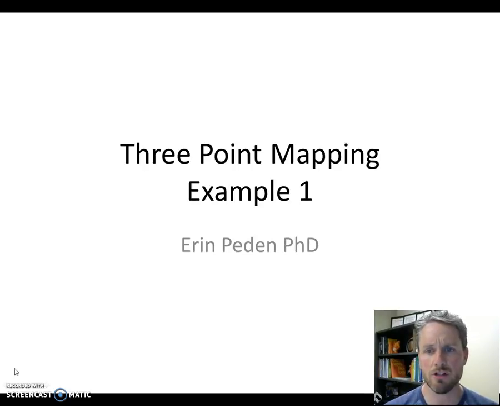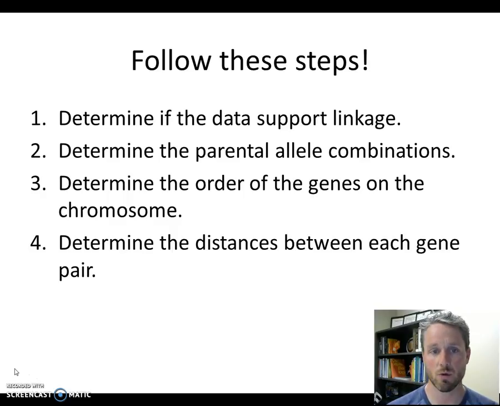I hope to record an example walking through a second question later on in the week. So in order to do these 3-point mapping questions, we're going to follow some specific steps. We're going to take it one step at a time. We can't just jump to the last part of the question and try to answer it. We have to build our way up to that.